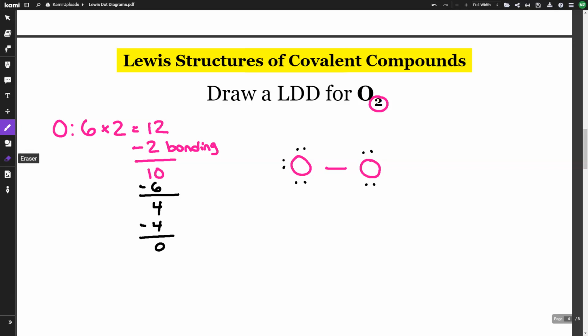So what's going to happen in this case is we are going to take 2 from the left side and we are going to share them in the form of a double bond. So now both sides have 8.